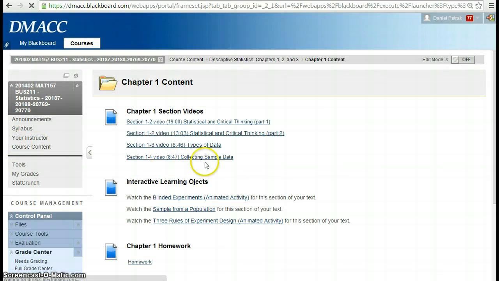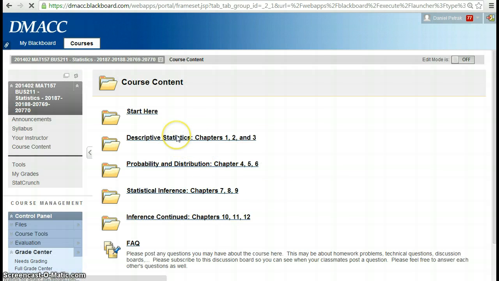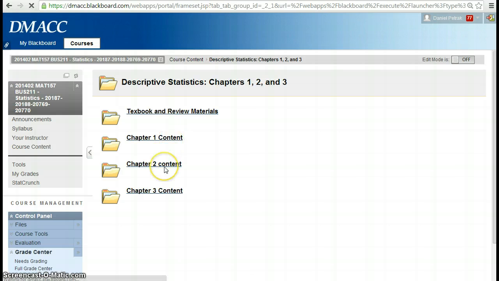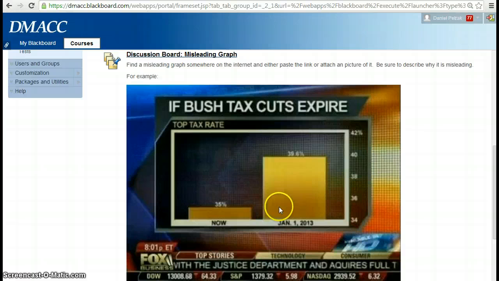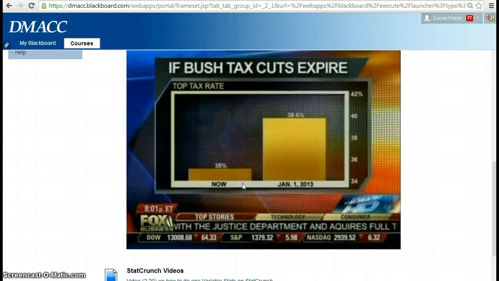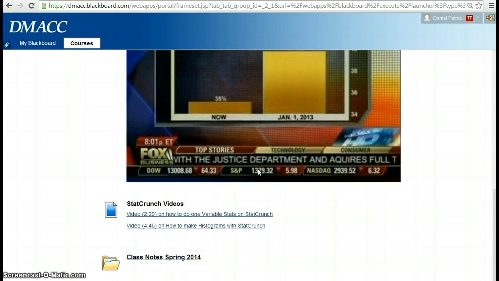Under chapter 2, under the course content, I guess I'll go out there. Here we go. All right, chapter 2. This is where you have to do the misleading graph. I've been seeing some really good ones there. A lot of them have broken scales, and they try to exaggerate the differences and things like that, or they plot things in different orders to be misleading. So make sure you comment on 2 others as well there.